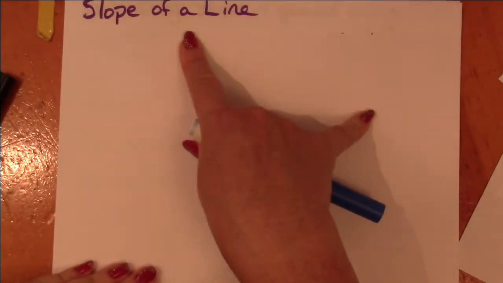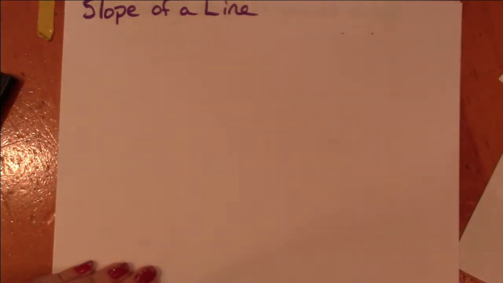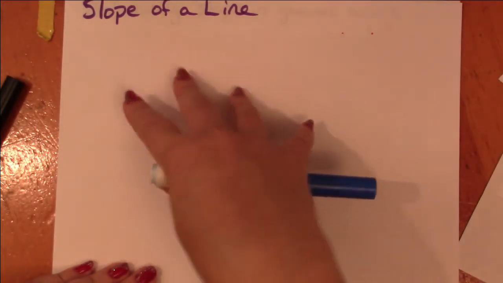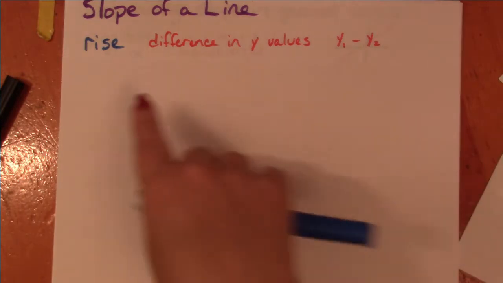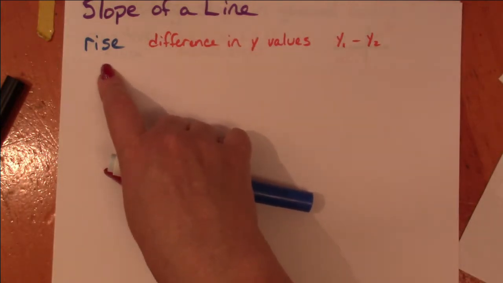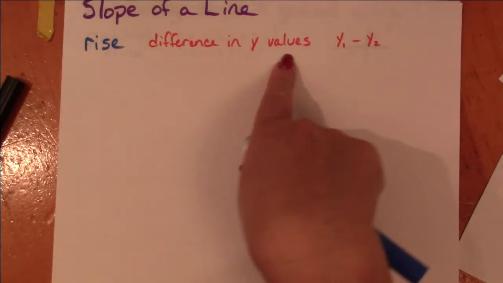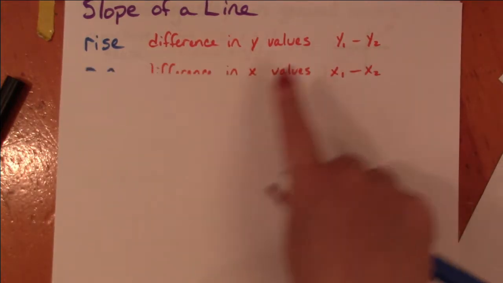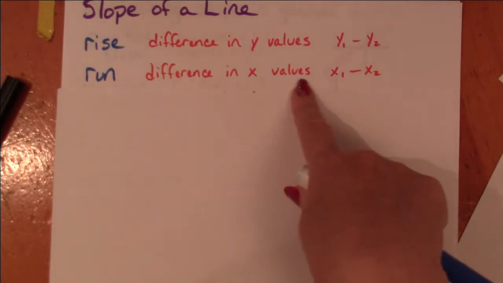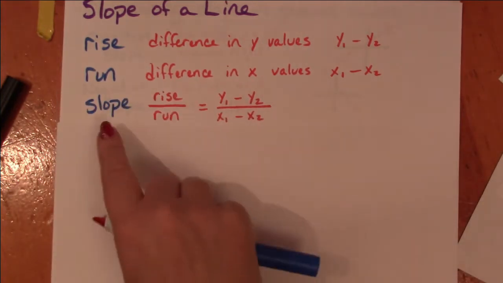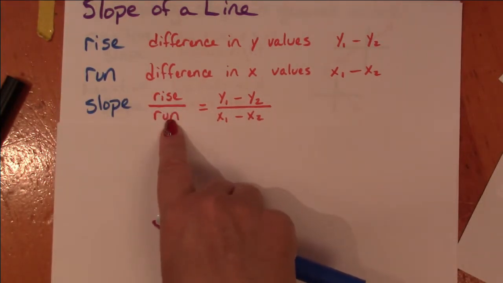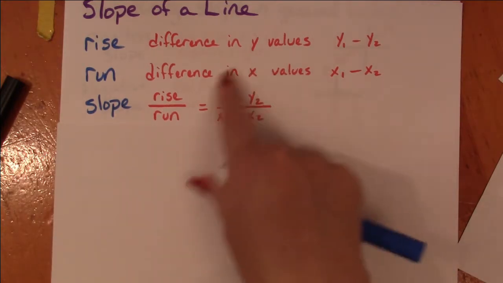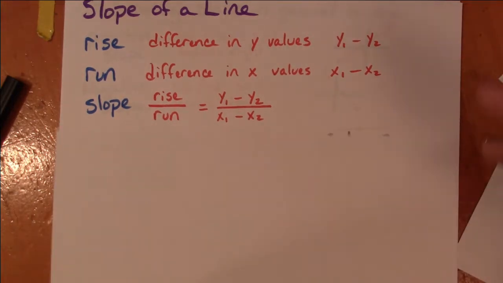Next, we're going to decide on the slope of a line. We're going to put all of these ideas together to see how it applies to a linear function. So we're going to talk about the rise in a line, which is the difference in y values, y from the first point minus y from the second point, and run, which is the difference in x values. And our slope is going to be rise over run, which is the change in y divided by the change in x, which is what we talked about at the beginning of this section.